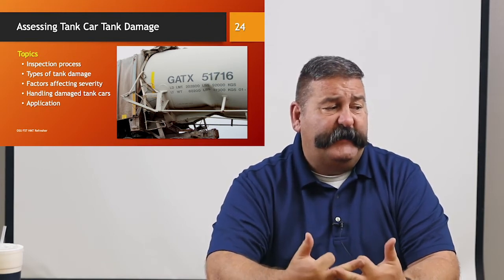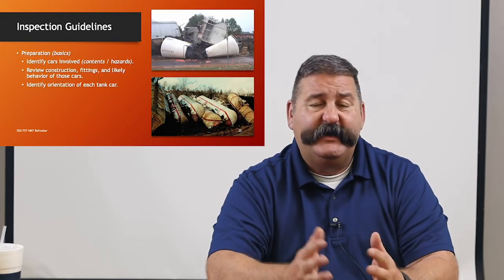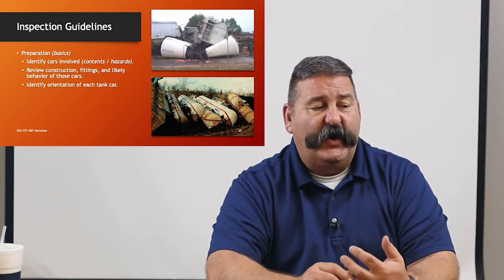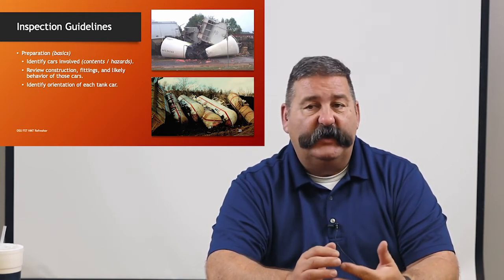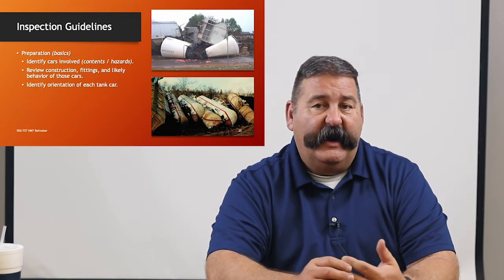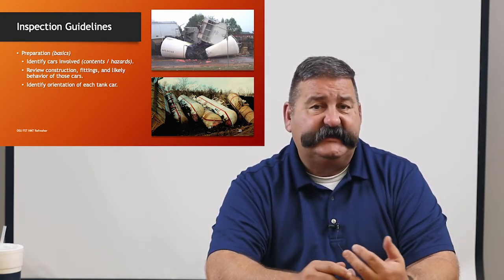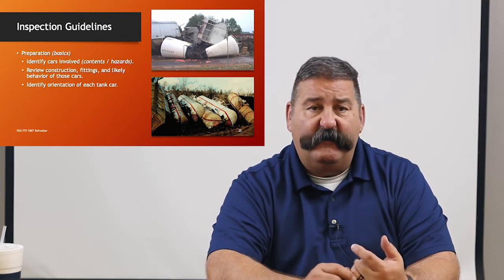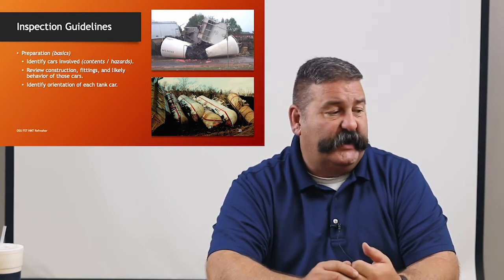When you're looking at inspecting it, the preparation or the basics is probably one of the most important things here. We want to be able to identify the type of cars that are involved. If I can identify the types of cars, I can tell you more than likely the physical state of the product in there. I need to know, is this a liquefied gas? Is this an atmospheric type? Or is this something that maybe is holding a solid? That helps me a lot when I have to figure out how I'm going to handle the situation.